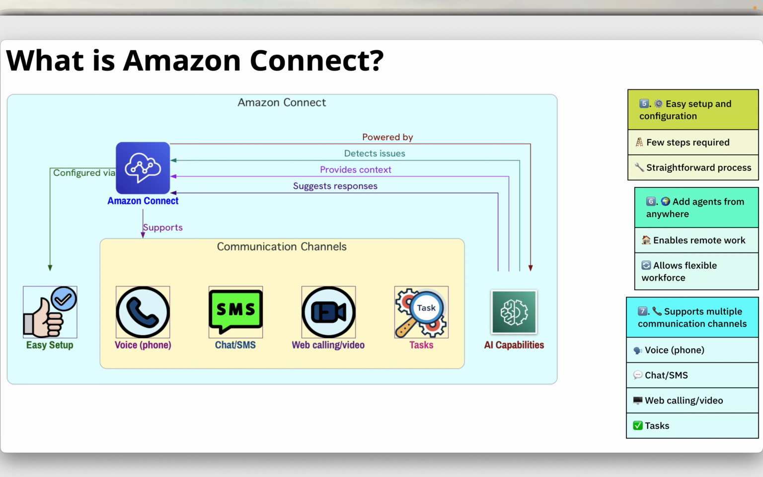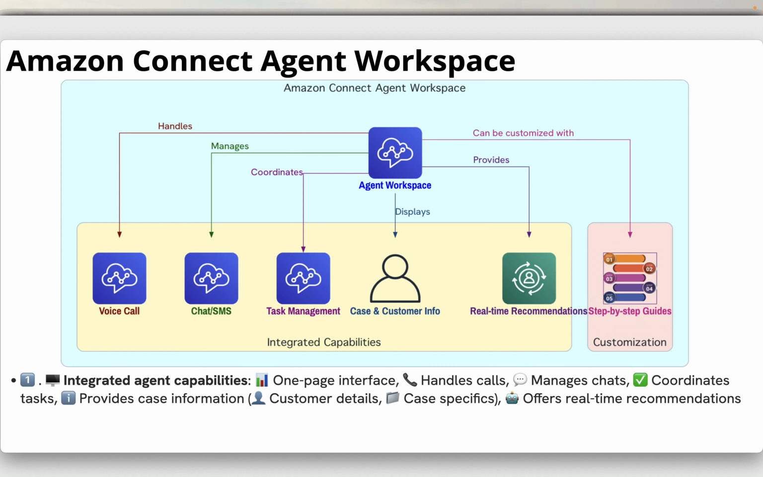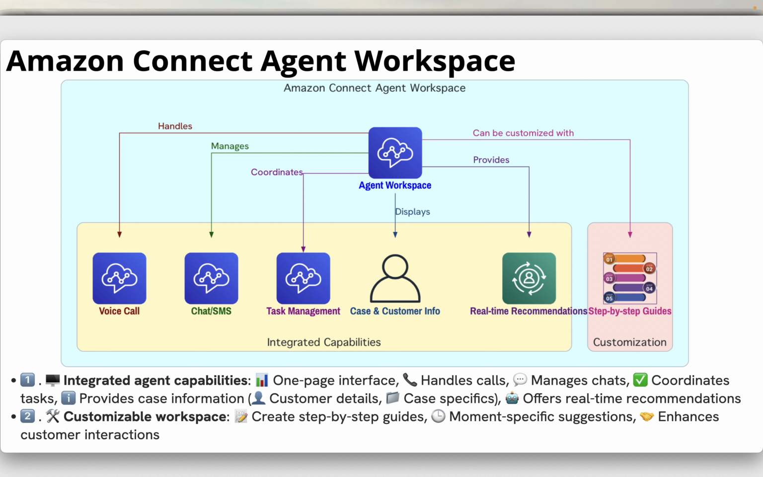Amazon Connect Agent Workspace. Out of the box, Agent Workspace integrates all of your agent-facing capabilities on one page. For example, when an agent accepts a call, chat, or a task, they receive necessary information about the case and the customer, plus real-time recommendations. You can customize the agent workspace by creating step-by-step guides that suggest to agents what to do at a given moment during a customer interaction.